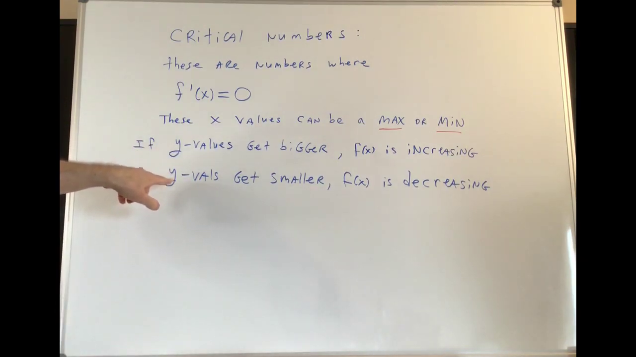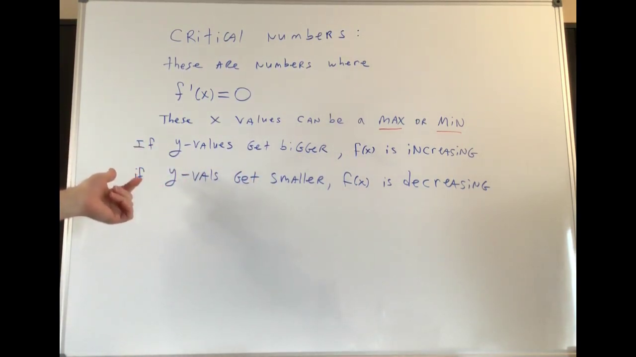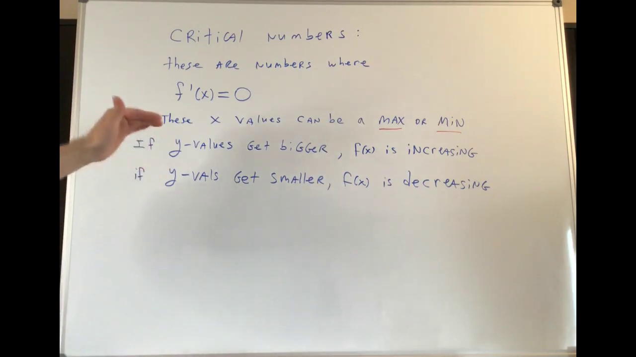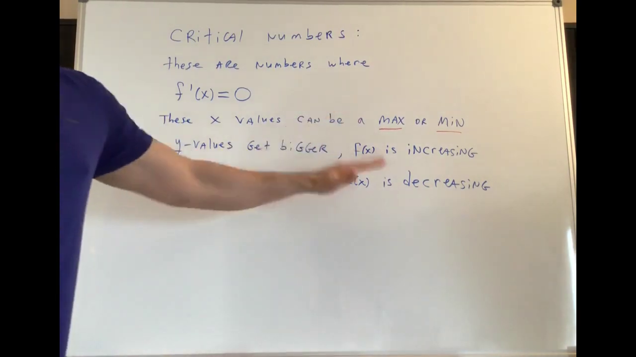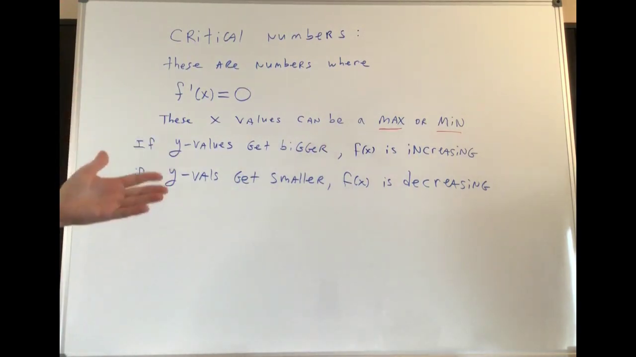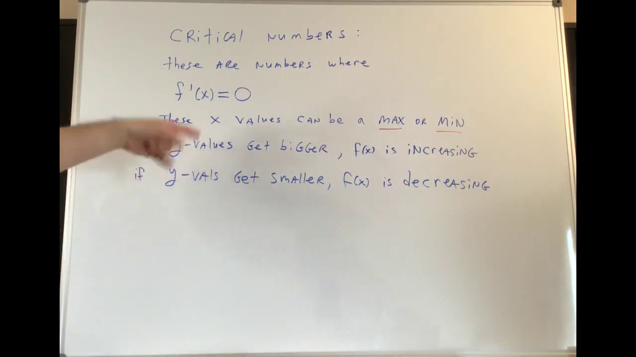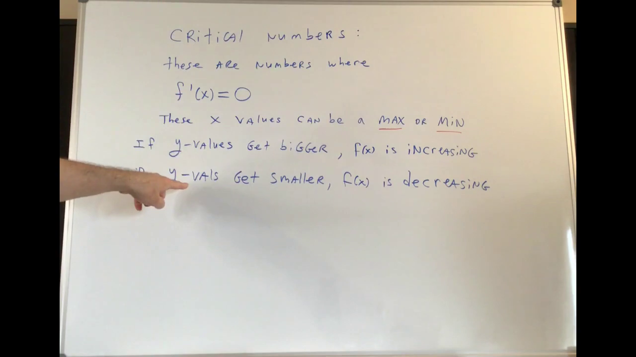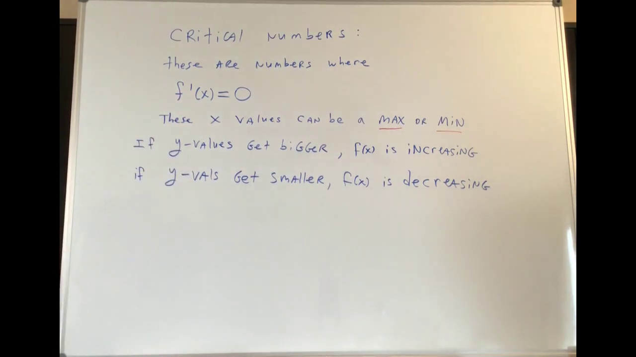If, however, you plug in x's, and the y values start getting smaller, you plug in x as 1, you get y as 10. Then you plug in x as 2, and you get y as 3. And then you get y as negative 1. Then you get y as negative 7. The y values are getting smaller, then the graph is going down, right? That's how you plot points. You put in an x, you get a y. If the y values are getting larger, the graph's going up. If the y values are getting smaller, the graph's going down. And we call that the big duh.